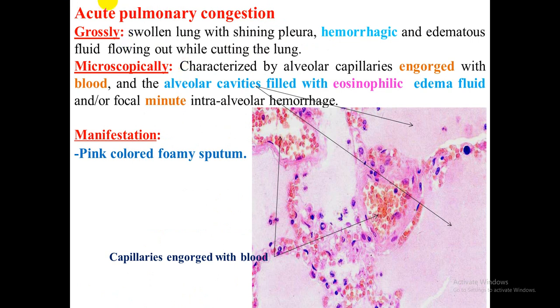Microscopically, in acute pulmonary congestion, grossly the affected lung appears swollen with shining pleura, sometimes يكون admixed with RBCs، يعني hemorrhage with edema. Fluid flows out of the lung during the cut of lung parenchyma. نسوي cutting للedematous lung راح يصير outpouring of fluids و sometimes يكون mixed with RBCs. Microscopically characterized by alveolar capillaries engorged with blood and the alveolar cavities filled with eosinophilic edematous fluid, and or focal minute intra-alveolar hemorrhage لأنه يكون sometimes يعني associated with extravasation of RBCs.